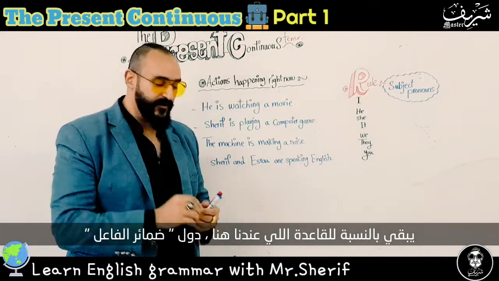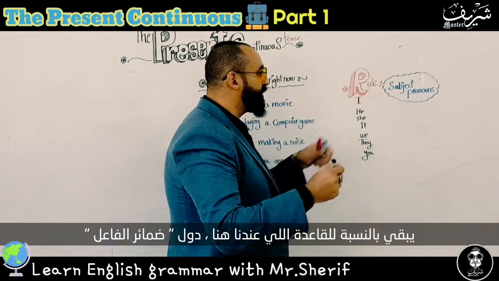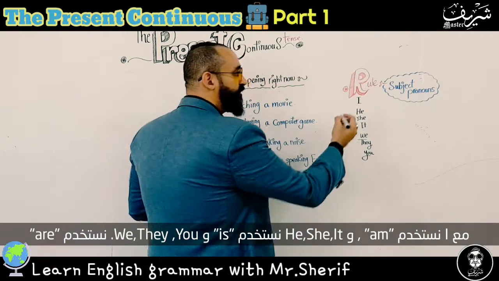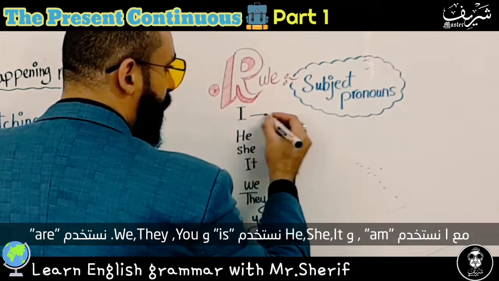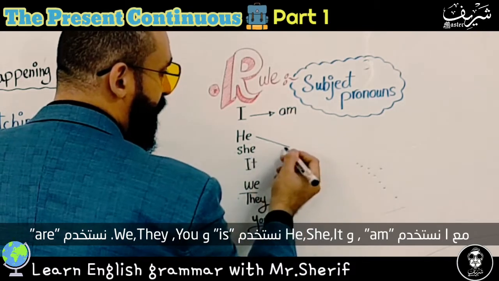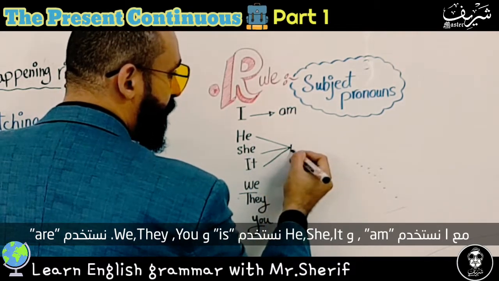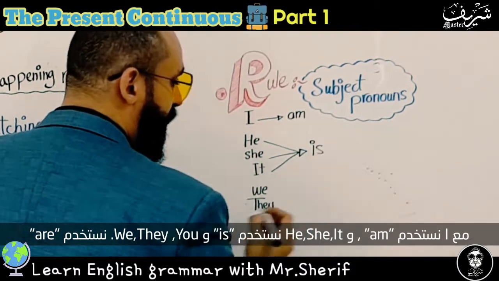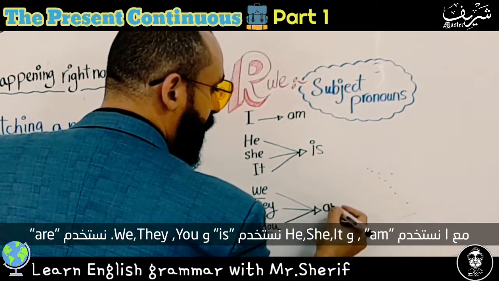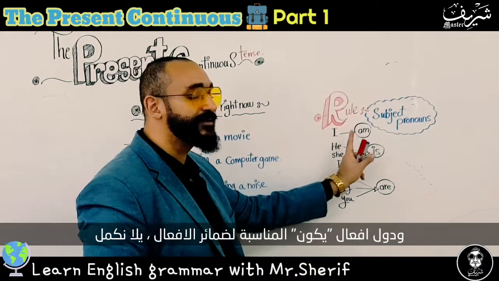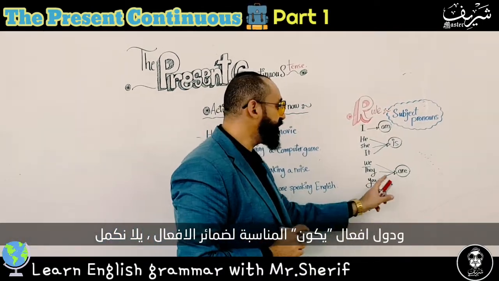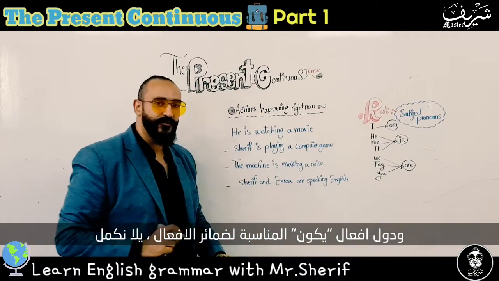For the rule that we have here, those are the subject pronouns. For I, we add am, and for he, she, it, we use is, and for we, they, and you, it's going to be are. Those are the proper be verbs for those subject pronouns. Great, so let's move on.